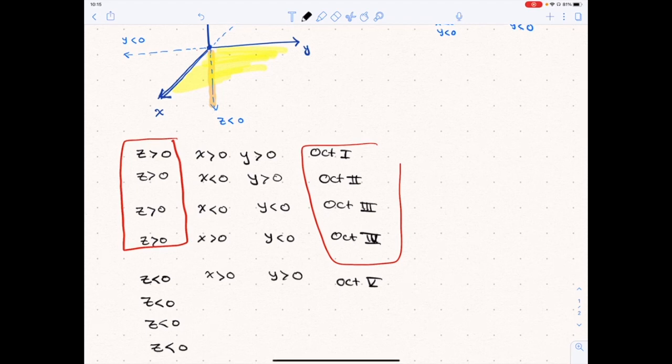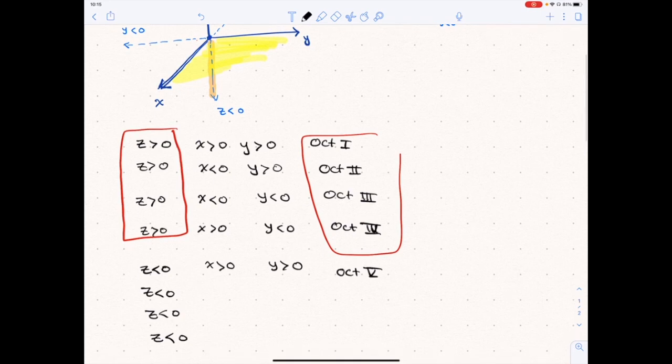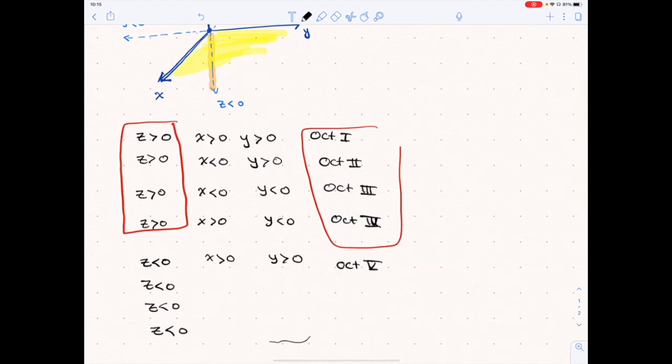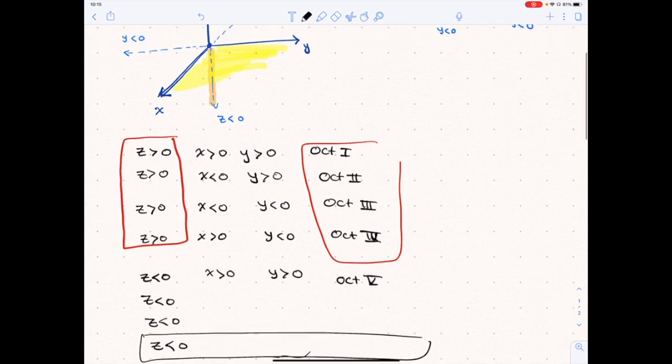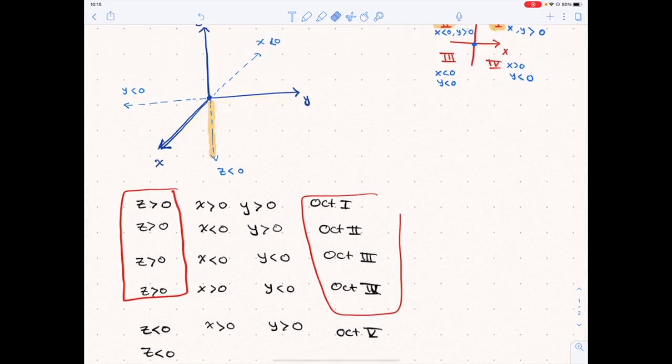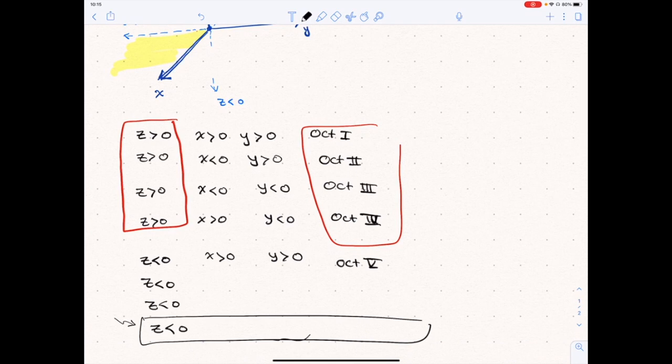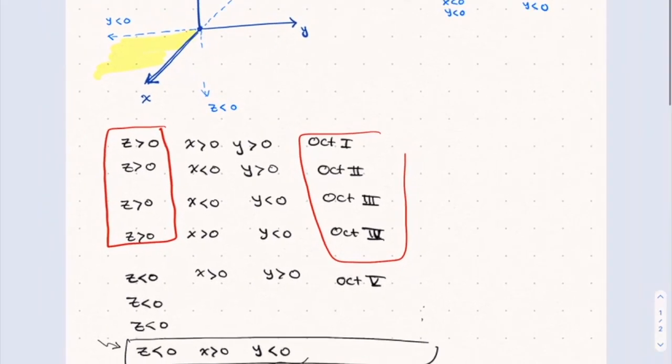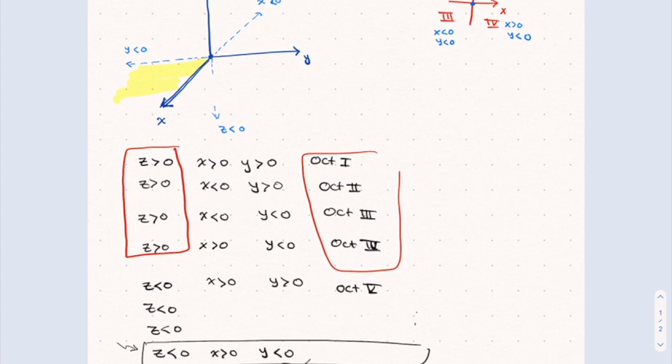And just to see if you guys are on track, what would the condition for octant 7 or 8 be here? 8. So if I were to fill this out, what would you put here? Well, for 8, because you're in the Z negative case, you're going to essentially look at what happens in quadrant 4 when Z is negative. That would be 8. So octant 8, X is positive and Y is negative. So this is octant 8.